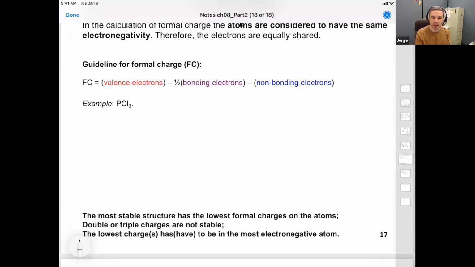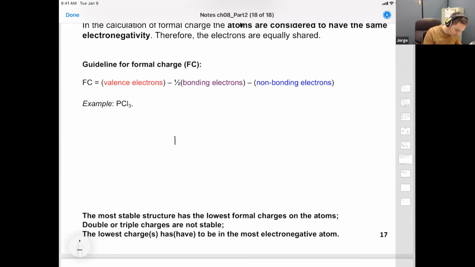Okay, so the atoms like to have close to zero formal charge. Double or triple charges are usually not stable, and if there is a negative charge, this charge has to be located in the most electronegative atom. How do we calculate formal charge? Very simple formula. It's going to be equals to the number of valence electrons minus half of the bonding electrons minus the non-bonding electrons. So let's here do an example for the compound PCl3.